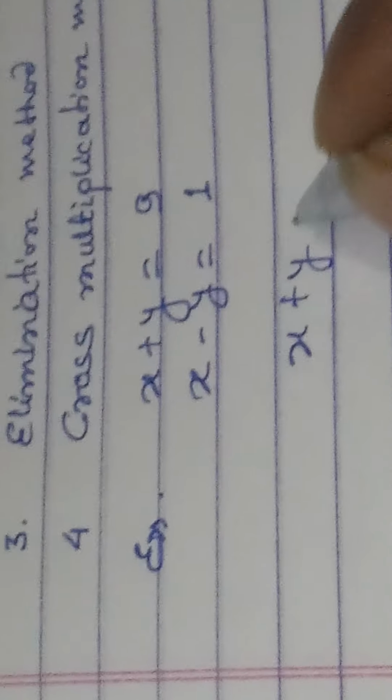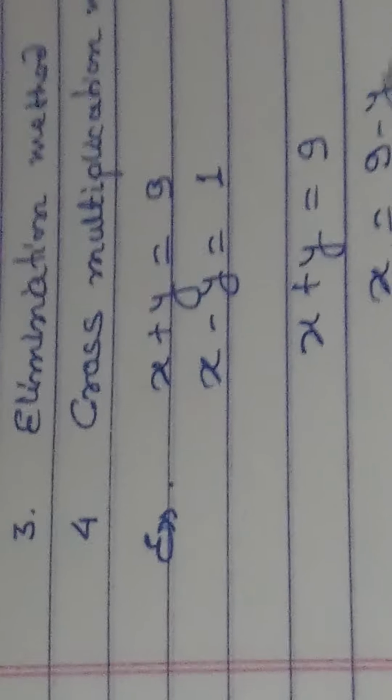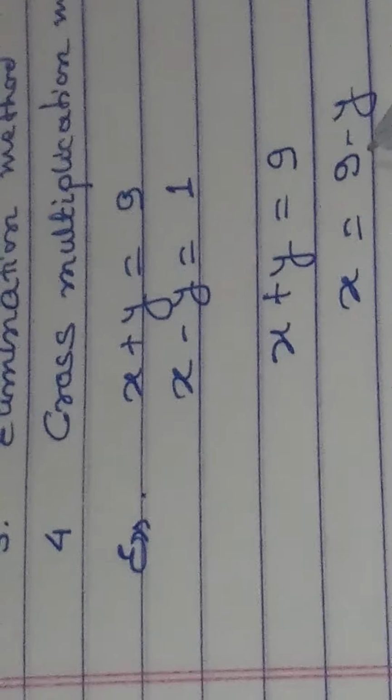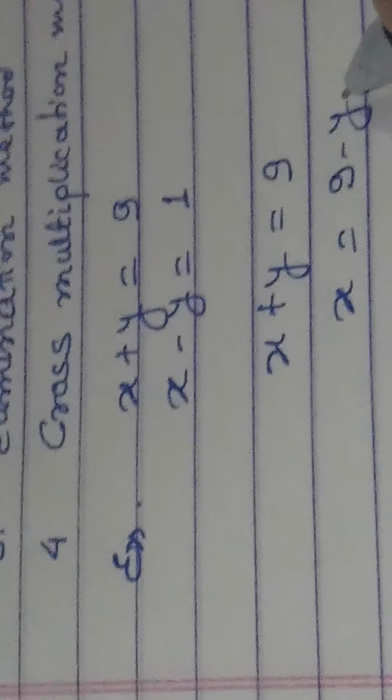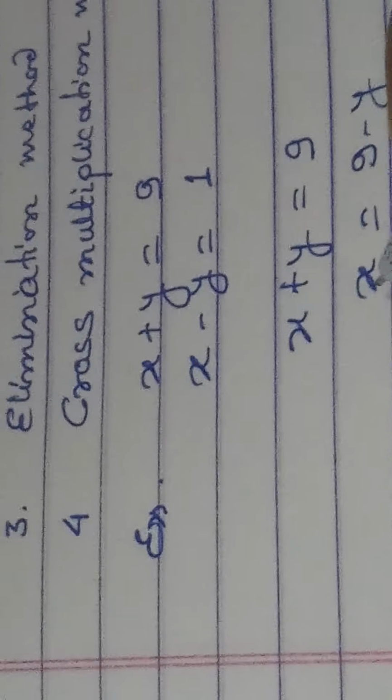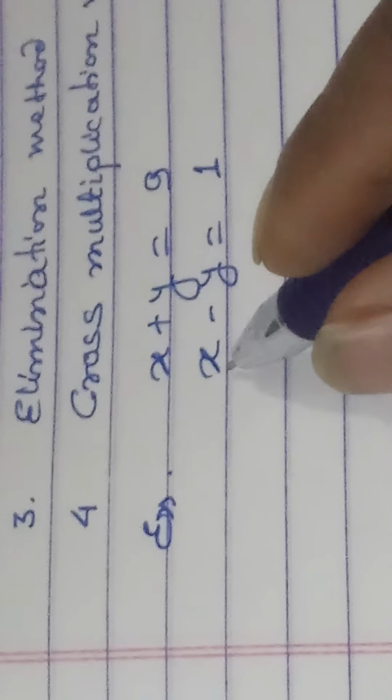So in this equation, x plus y equal to 9, so what is the value? x equal to 9 minus y. This is the temporary value of x. Now this temporary value can be put into the second equation. This was first equation and this will be second equation, and when this temporary value is put into the second equation, we can find out the value of y.